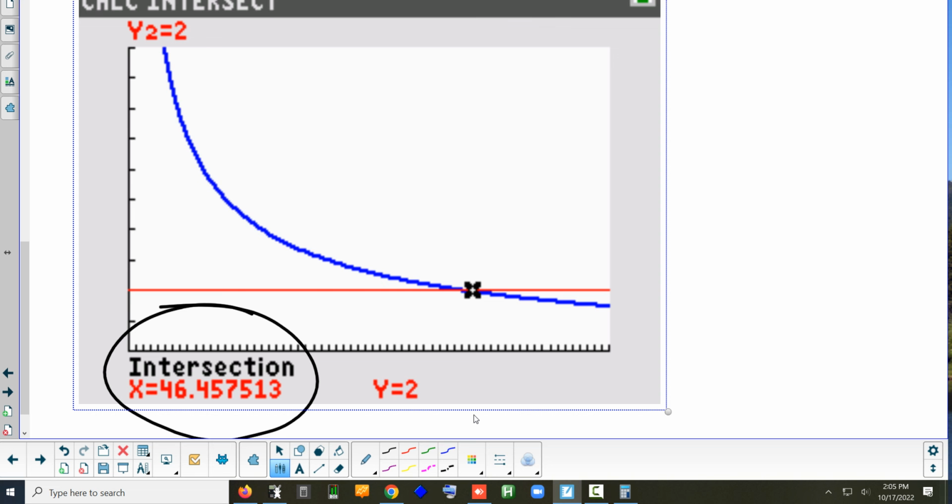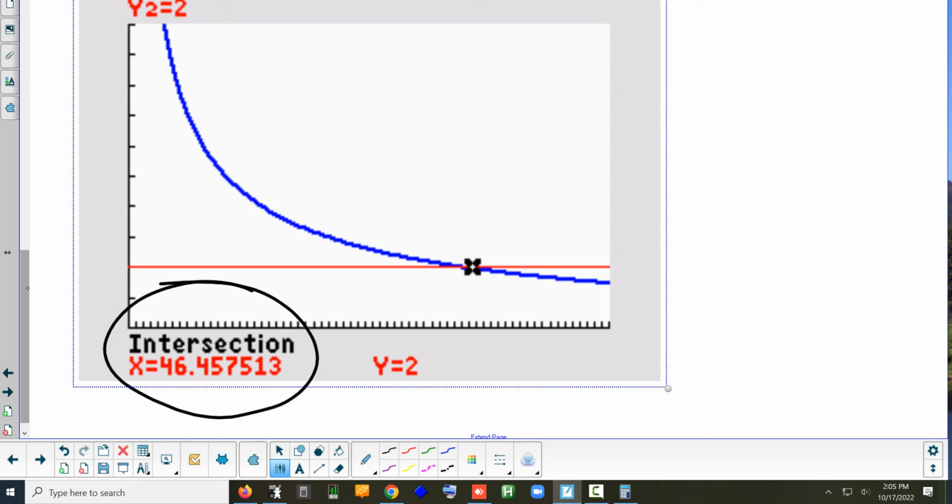And that's how you find it. Any questions on a lot of graphing calculator stuff at the end here? Any questions on how to type any of that in? How we did the intercept?